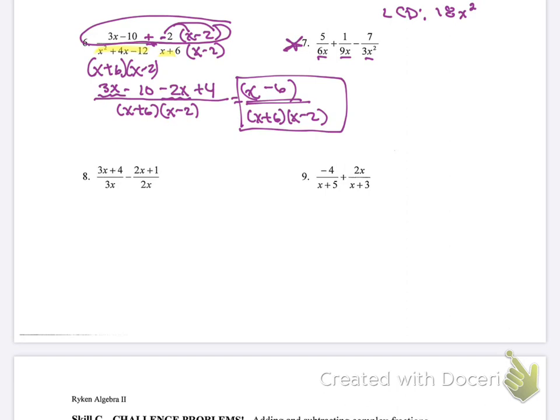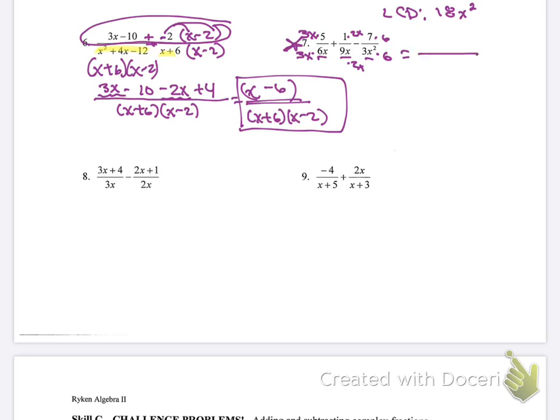So how do I turn 6x into 18x squared? I need to multiply it by 3 and an x. On top, 3 and an x. On the second one, it has a 9x on bottom. So I need to multiply times 2 to make it 18 and an x to make it x squared. If I do it to the bottom, you got to do it to the top. The last one is a 3, already an x squared. So how do I turn the 3 into an 18? Multiplied by 6. I don't need to multiply it by x because it already has the x squared there.